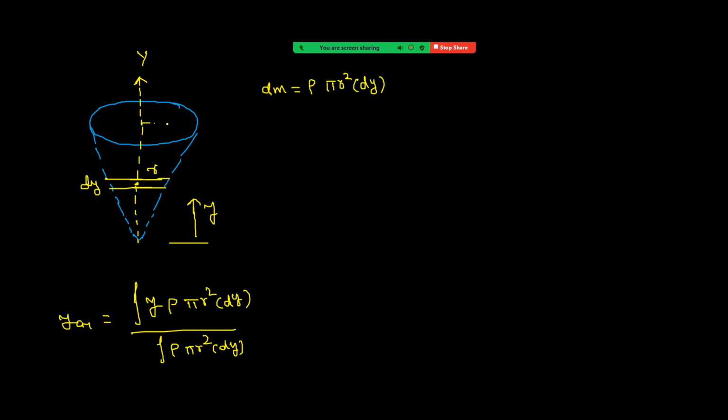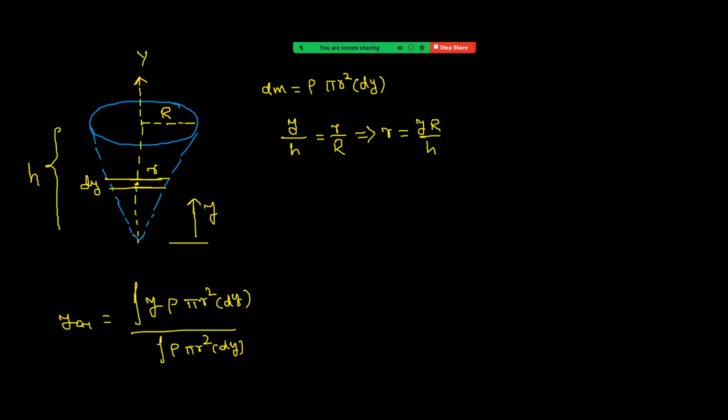If the base radius equals capital R and the height equals h, then I can write y by h is equal to r by capital R. So in the place of small r, we can write y into capital R upon h. This is what we have to substitute.